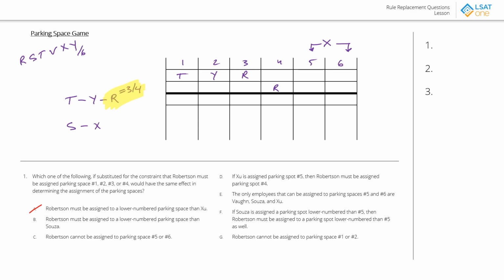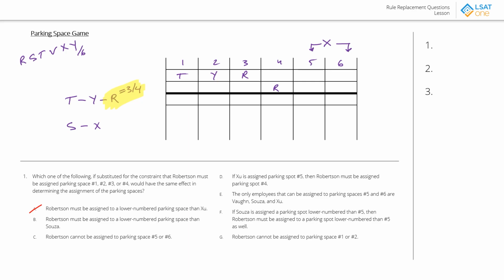Answer choice B. R must be assigned to a lower numbered space than S. Now, this, you'll notice, kind of goes the other way. If we said that R has to go lower than S, well, the thing is, S has to go before X. So if R had to go lower than S, then that would mean that it could never go into positions 5 or 6. And that would arguably get the job done.